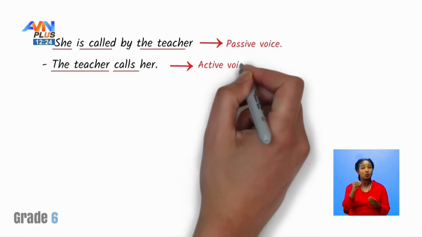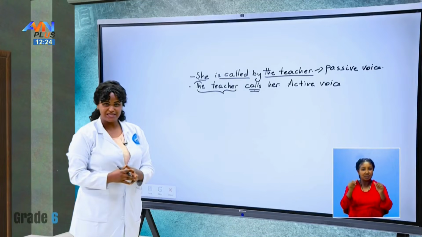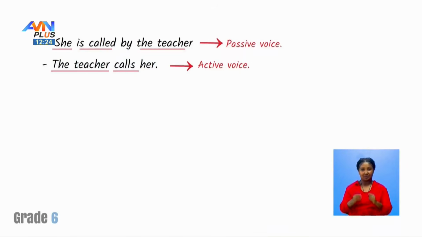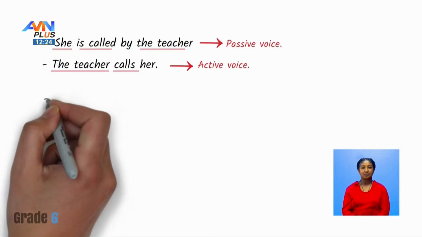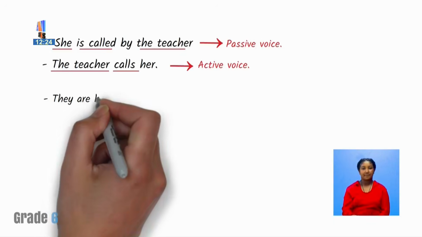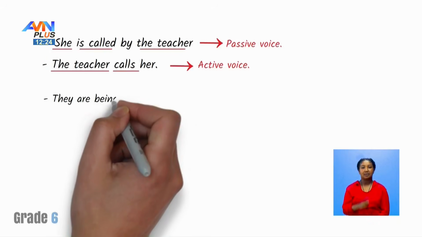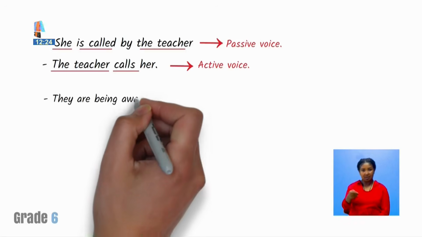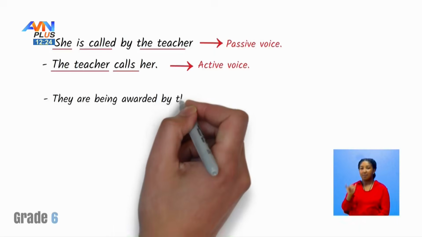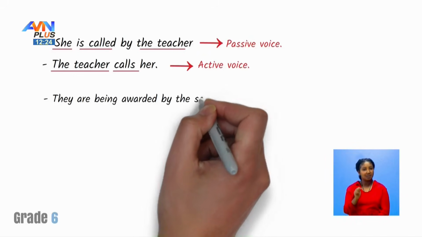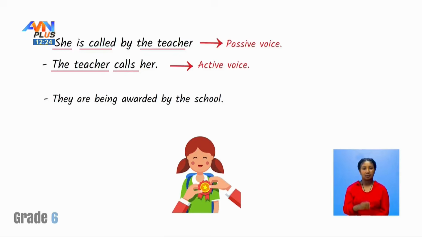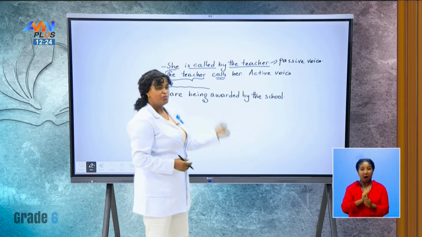And also we have seen about the present continuous, active and passive, right? Let us check it. They are being awarded by the school. They are being awarded by the school.